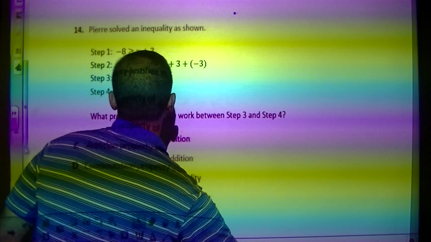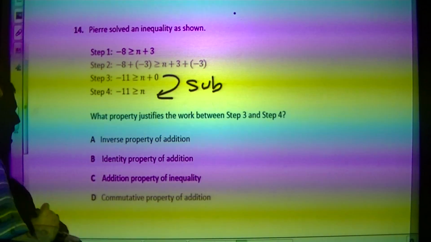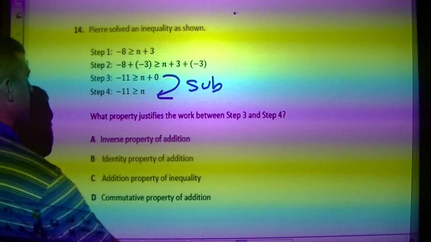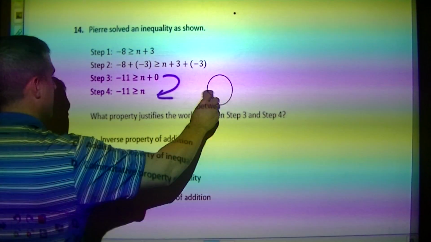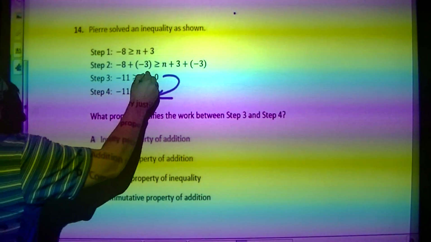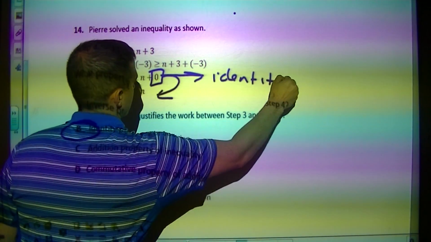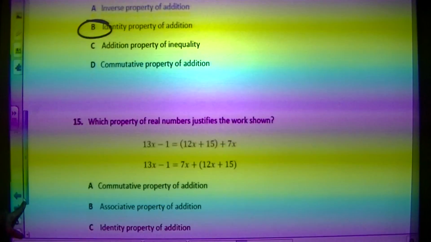It says what justifies 3 to 4. Okay, that's going to be the substitution property. Anytime they do the, well actually I'm sorry, that's going to be the addition property. No, wait, what do we got here? Identity property of addition. All right, 0 is identity. Okay, that's just something you have to memorize.